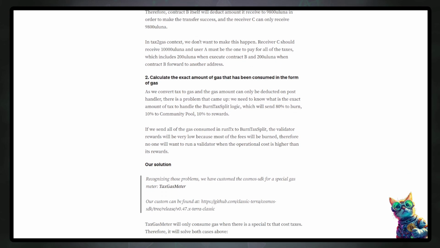Two, calculate the exact amount of gas that has been consumed in the form of gas. As we convert the tax to gas and the gas amount can only be deducted on the post handler, there is a problem that came up: we need to know the exact amount of tax to handle the burn tax split logic, which will send 80% to the burn, 10% to the community pool and 10% to rewards. If we send all of the gas consumed in a transaction to the burn tax split, the validator rewards will be very low because most of the fees will be burned. Therefore, no one will want to run a validator when the operational cost is higher than its rewards.